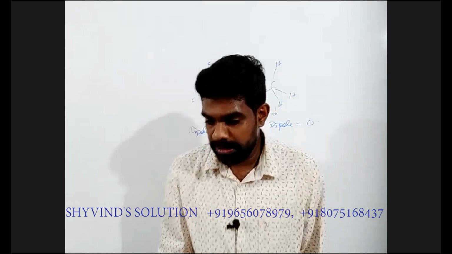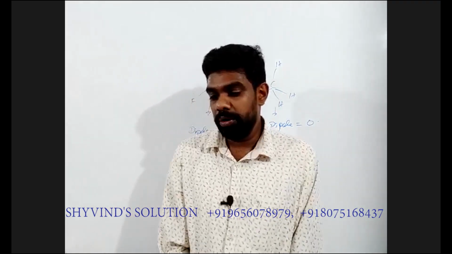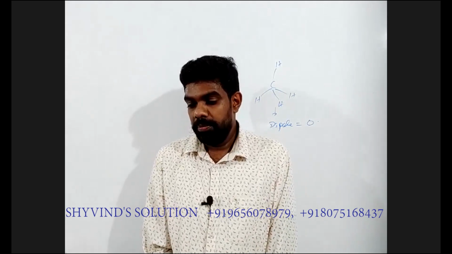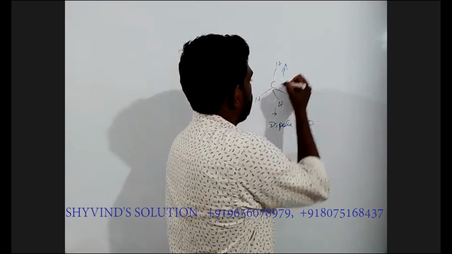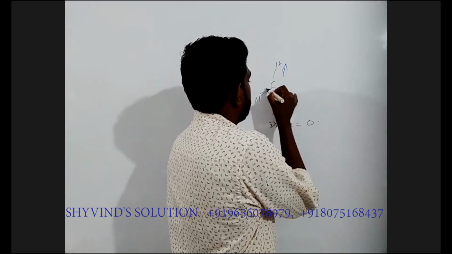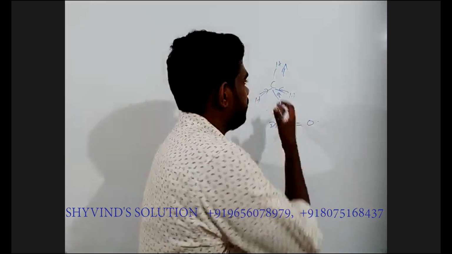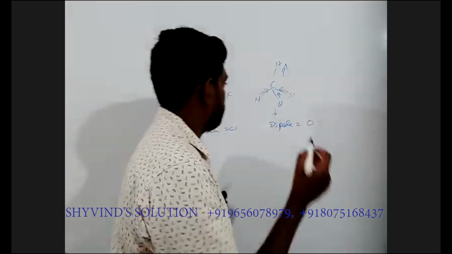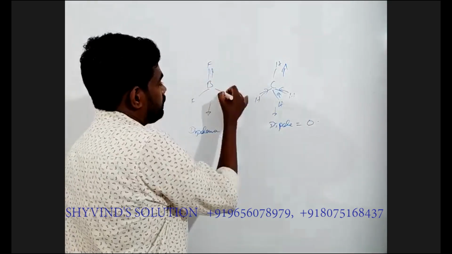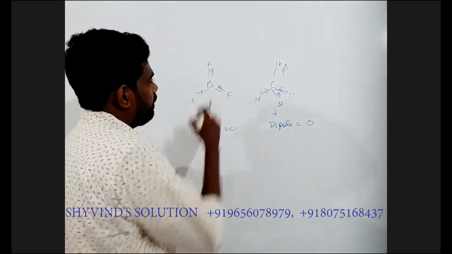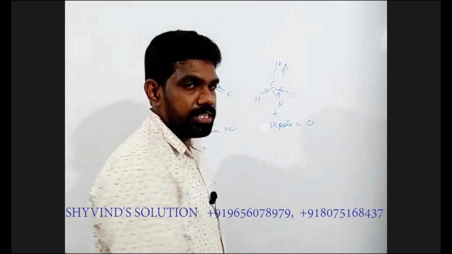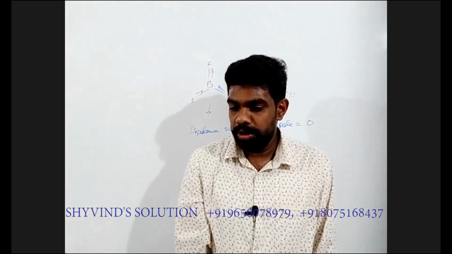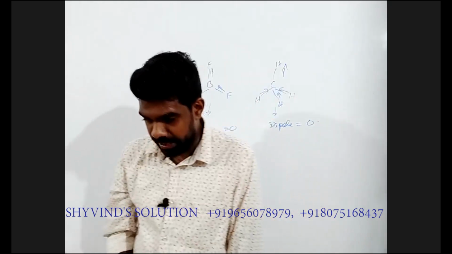So in the options, both BF3 and CH4 are microwave active. That is definitely wrong. Both BF3 and CH4 are infrared active. That is correct, because if this is moving like this in a vibration mode, then definitely there will be a change in dipole moment. Similarly for BF3, if the bond length of one fluorine is increasing and the other two fluorines are decreasing, then there is a chance for a dipole moment. So both BF3 and CH4 are infrared active. That can be possible.